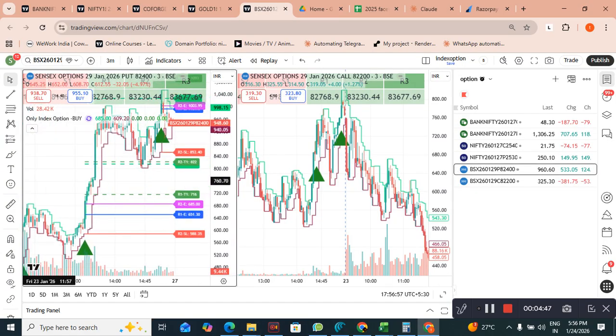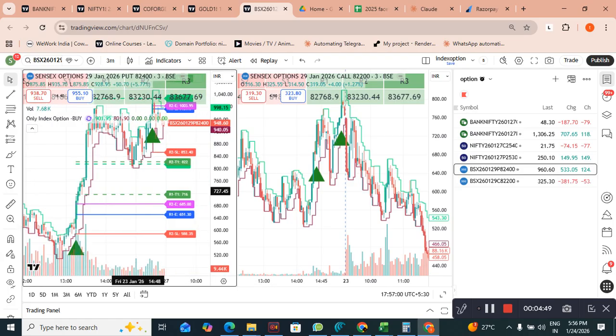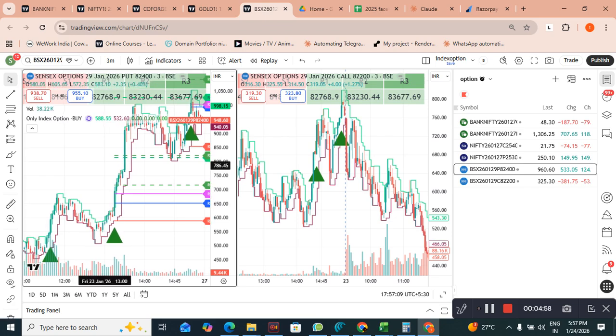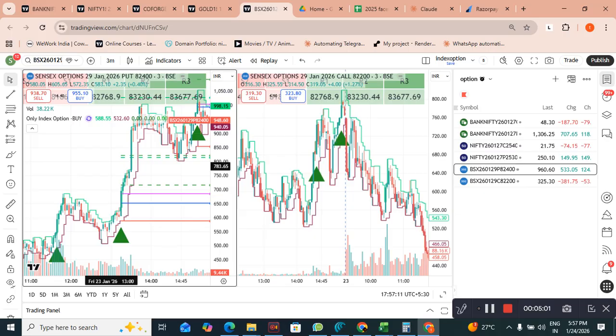Don't judge anything about where the market is moving. Only these two charts are sufficient. No need to see the index chart, no need to see the spot chart, nothing. Just apply it on index options. This method has to be applied on in the money options.